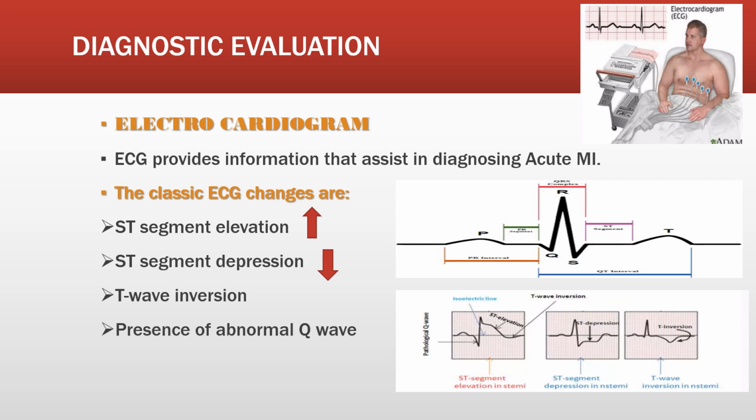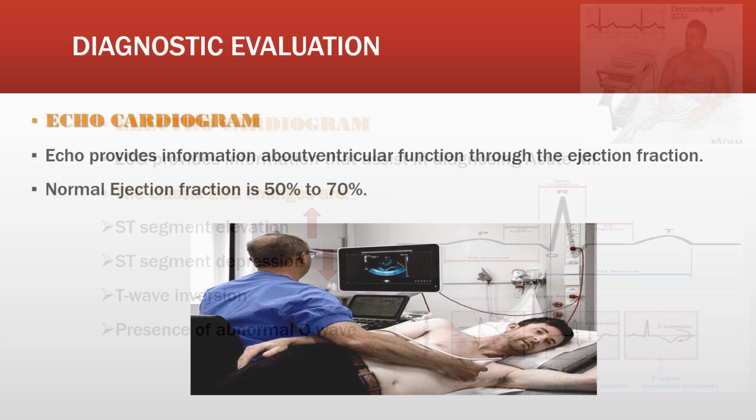So this distance between S and T is the ST segment, and this is the area we'll be looking into. This should be the same as the isoelectric line. But when it comes to an MI, this becomes elevated. It may also be depressed below the isoelectric line, and the T wave, which should be upwardly placed, becomes inverted. So what are the ECG changes? You will see an ST segment elevation. You may see an ST segment depression, T wave inversion, presence of abnormal Q wave.